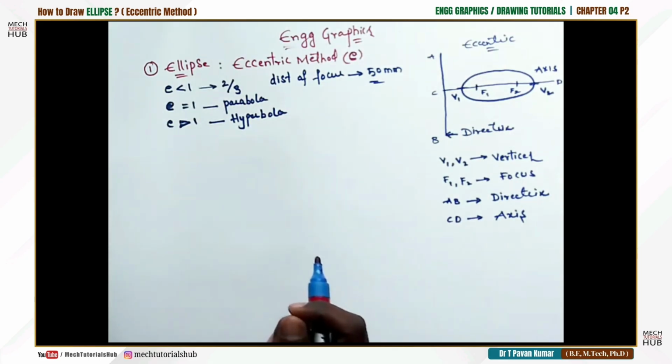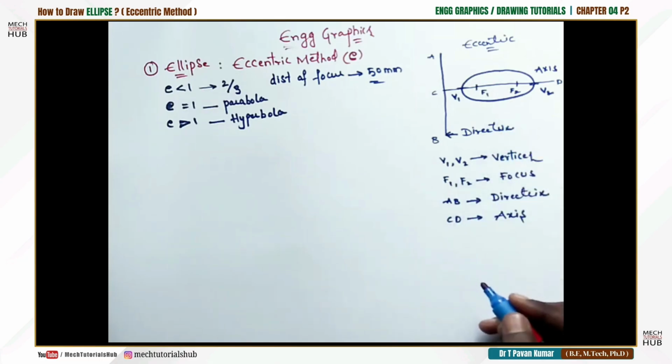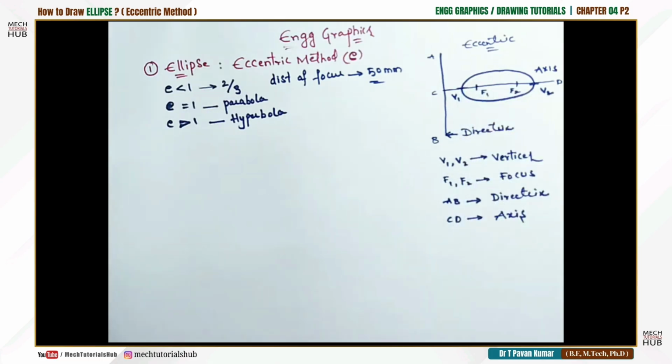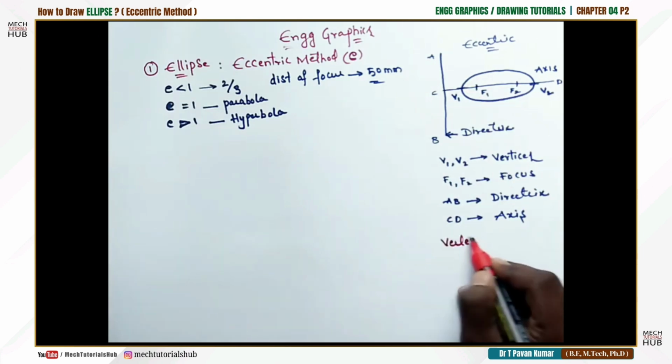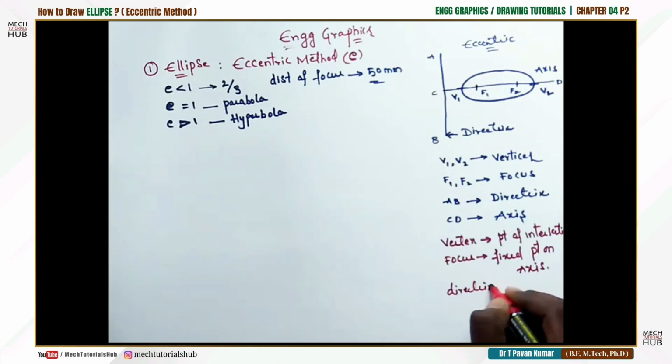Now the vertex point, what we were discussing, is called the point of intersection because the curve starts at that particular point. You can call the vertex the point of intersection. We need to know this terminology. This is more important. And the focus is a fixed point on the axis, whereas the directrix is a fixed straight line.